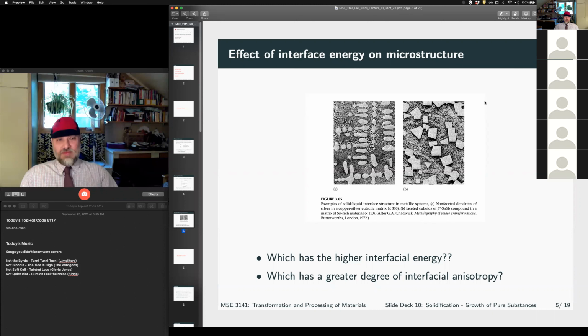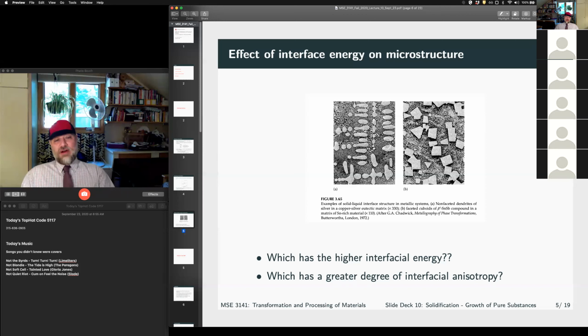All right. Well, I'm going to go with B because the clusters it's forming are larger and it has a smaller curvature. Okay, so the smaller curvature is definitely part of it. So B does have the higher relative interfacial energy, right?